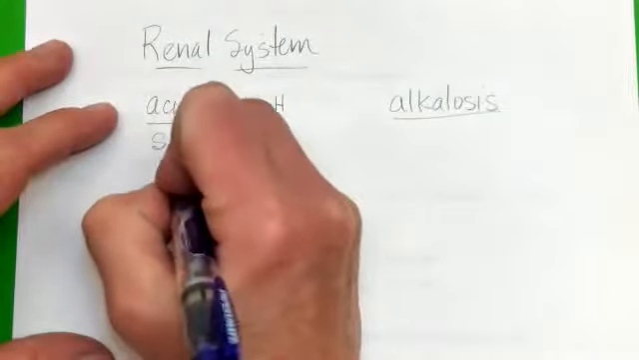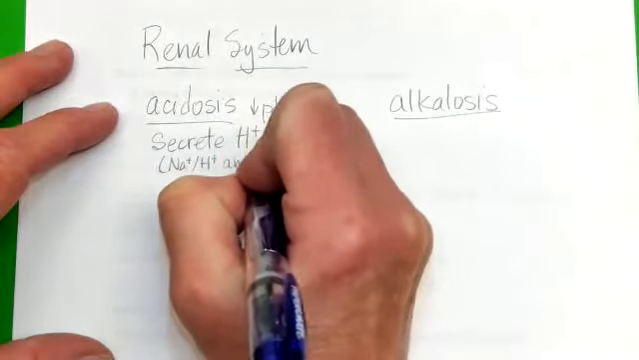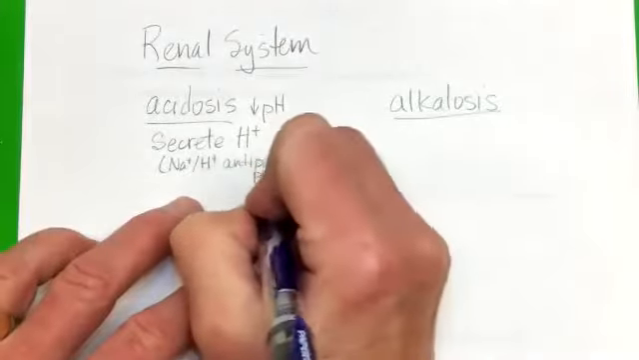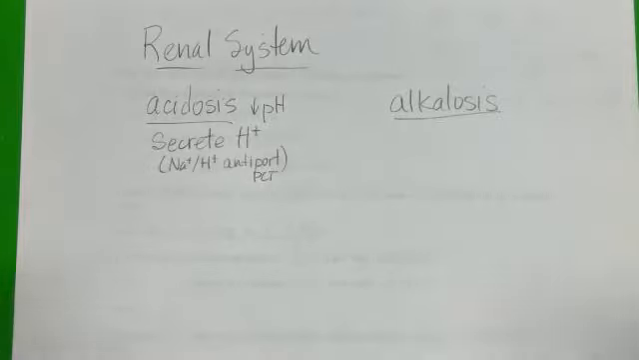How do we do that? Remember, what did we see today? A sodium hydrogen antiport in the proximal convoluted tubule. Okay, isn't that beautiful? Look at that. We're secreting hydrogen ions.